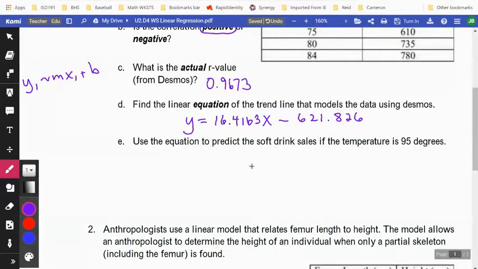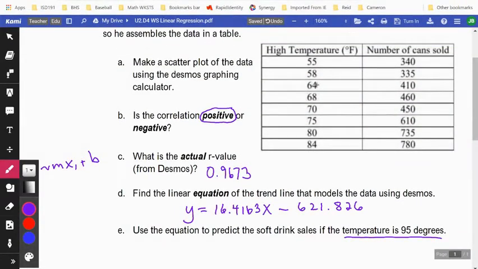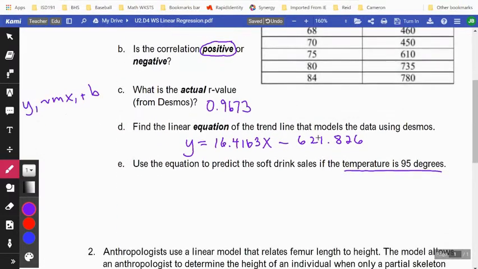So part E, use the equation to predict the soft drink sales if the temperature is 95 degrees. Okay, so in our table, which one was temperature? Well, temperature was on the left side, so that's your X value. So they're basically telling you if X equals 95, what does Y equal? That's what they're asking us. So we have to use our equation to solve.